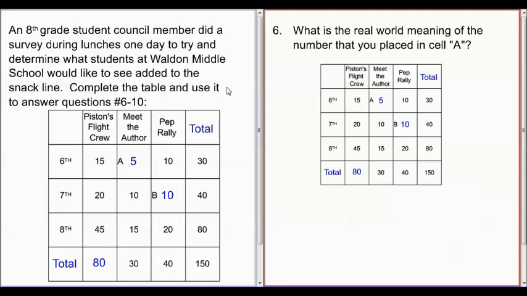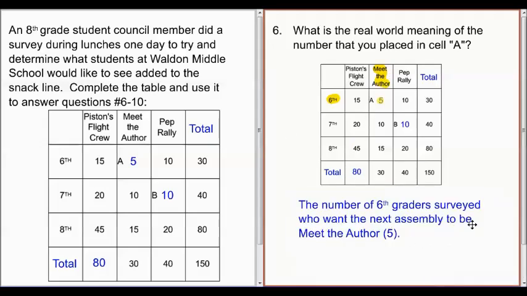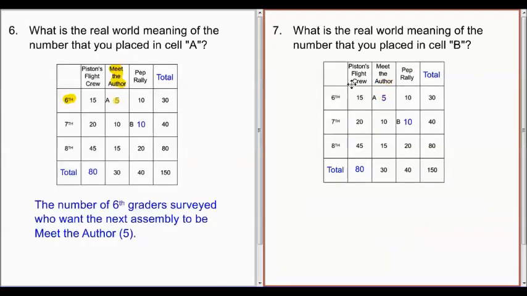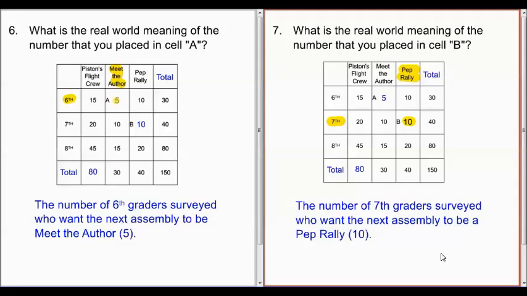All right, moving on. What is the real world meaning of the number that we placed in cell A? So where's cell A here? Cell A is this one right here. So that is 6th graders that want to meet the author. So the number of 6th graders surveyed who want the next assembly to be meet the author. What is the real world meaning of the number that we placed in cell B? So that's this one right here. Well, that's the number of 7th graders who want a pep rally. Number of 7th graders surveyed who want the next assembly to be a pep rally.